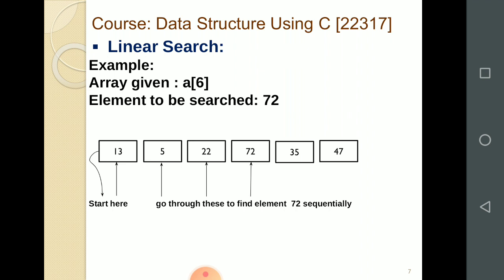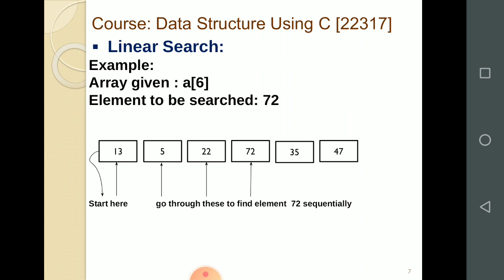This array is given as A of 6, so that means there are 6 elements in the array. We have already filled the elements with the values 13, 5, 22, 72, 35, 47. So we have already taken 6 values for the array. We have to search for the element 72 from the list.